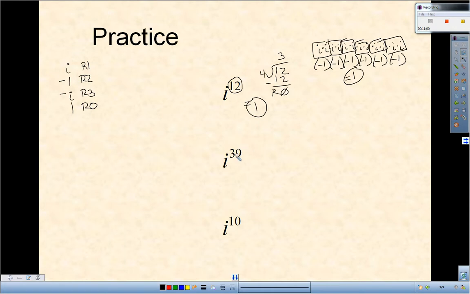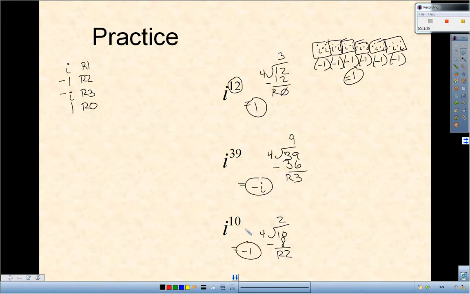So look at the second one, 39. Again, divide it by 4. Well, 4 goes into 39 9 times, 9 times 4 is 36, and it leaves a remainder of 3. So look at my chart. My answer is going to be negative i. Alright, the last one, 10, so divide it by 4. 4 goes into 10 2 times, and it leaves a remainder of 2. Look at my chart. So this is going to just be negative 1.